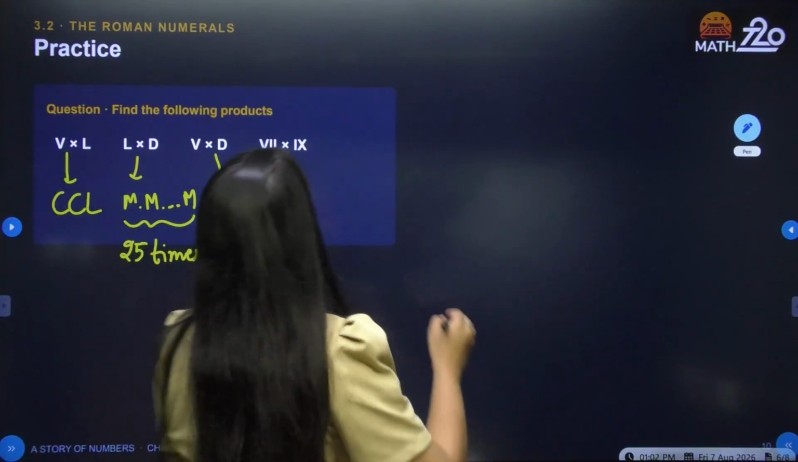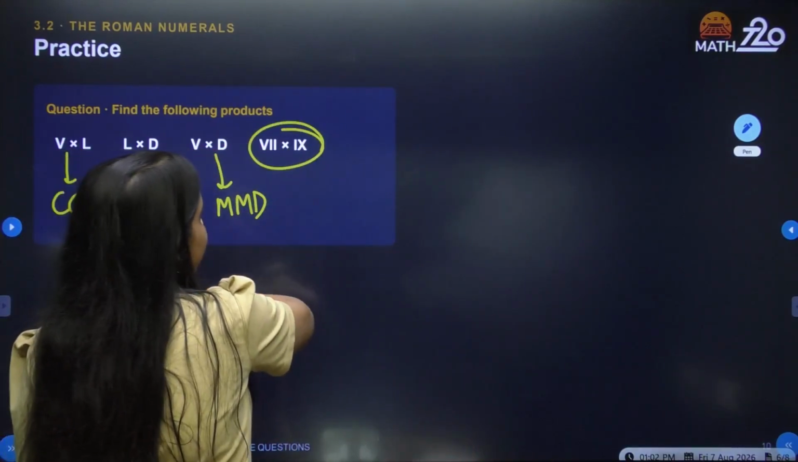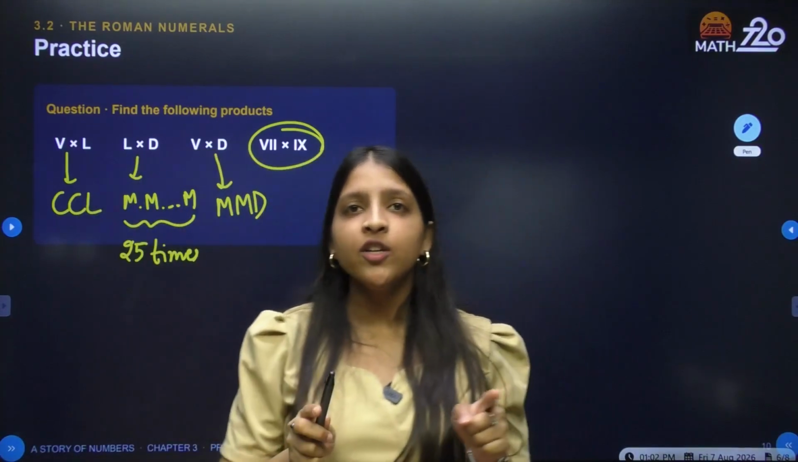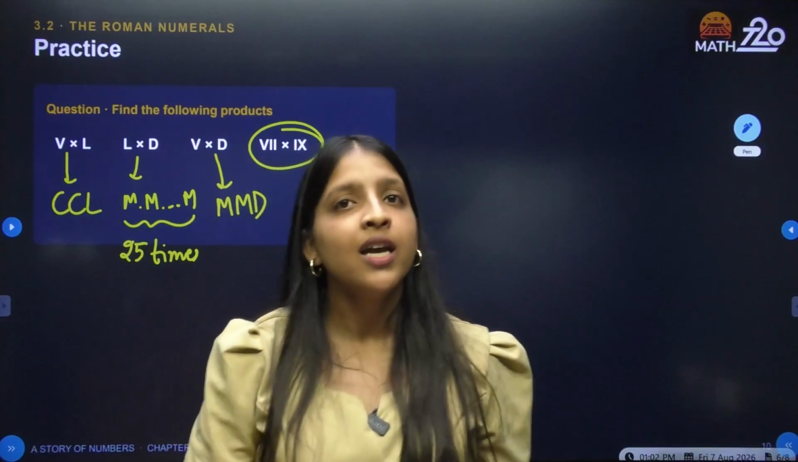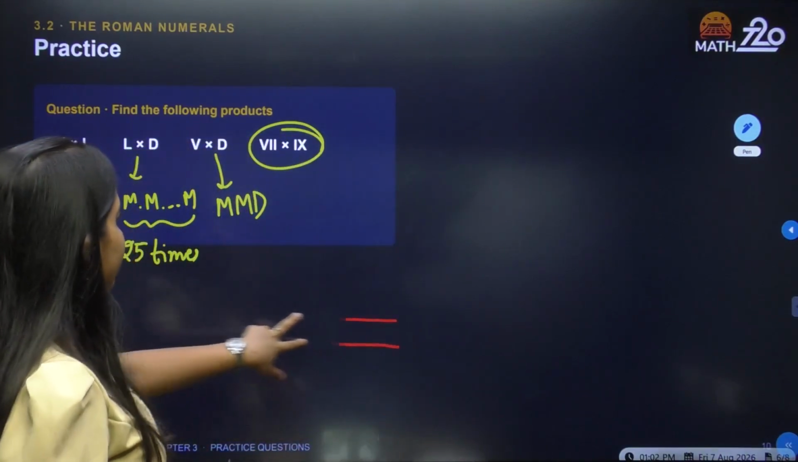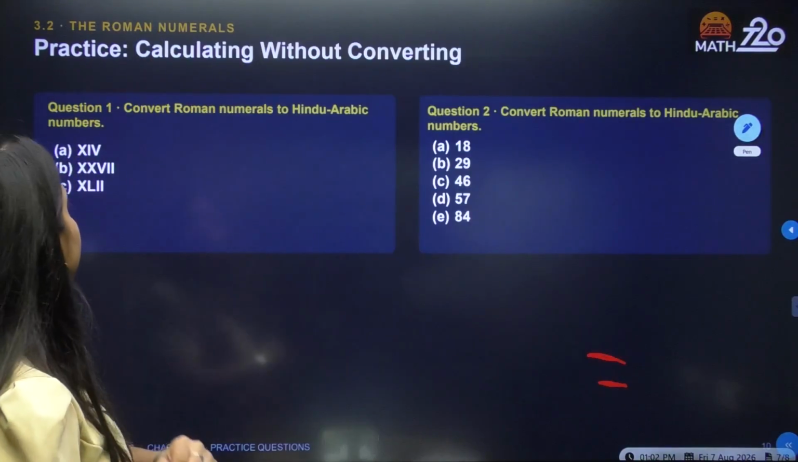Next is the question 8 into 9, 7 into 9. This is the homework question for you guys. Write your answer in the comment section and practice these questions. These types of questions are done, so let's discuss the next question.